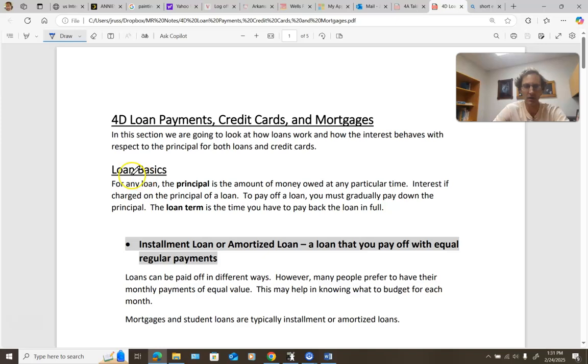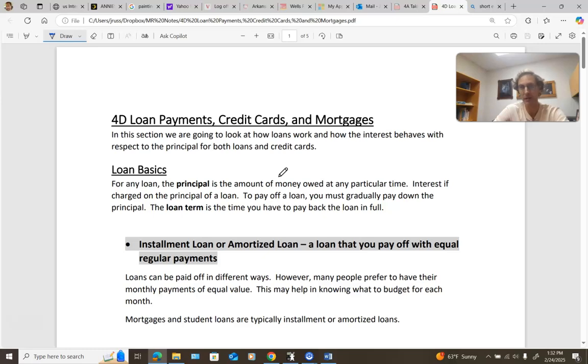All right, so a loan is just money that's given with the expectation that it will be returned, typically with interest. When we are the borrower and not the investor, the principal is the amount of money owed at any particular time. As an investor, the principal is what you are depositing or investing, but as a borrower, the principal is what you are borrowing, or in other words, the amount of money that you owe.